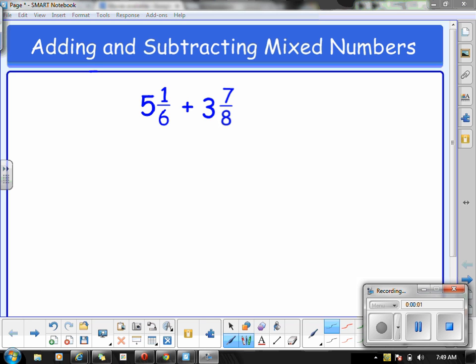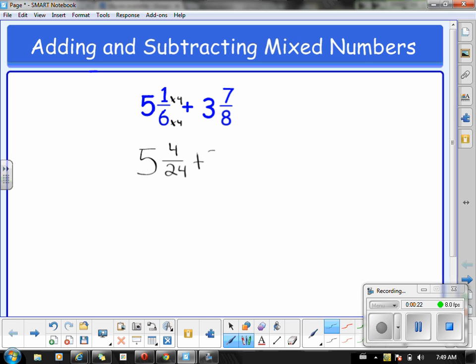Most often when you're adding or subtracting mixed numbers, you can just find a common denominator, add the whole numbers, and then add the fractions. For example, with this one, we get a common denominator of 24, from 4, 6, and 8. We multiply 6 times 4 to get 24, so we have to multiply 1 by 4 to get 4, plus 3, denominator of 24. Since we changed the 8 to 24 by multiplying it by 3, we have to multiply 7 by 3 and get 21.